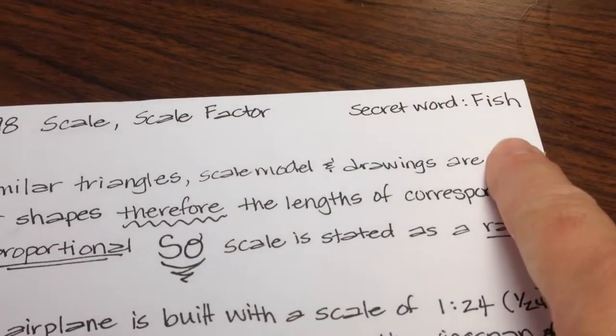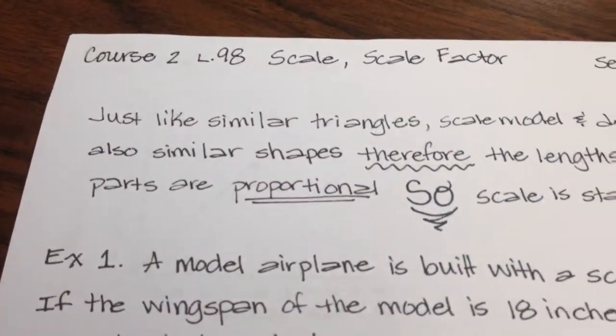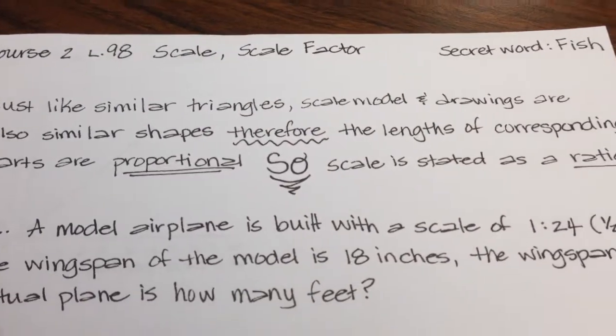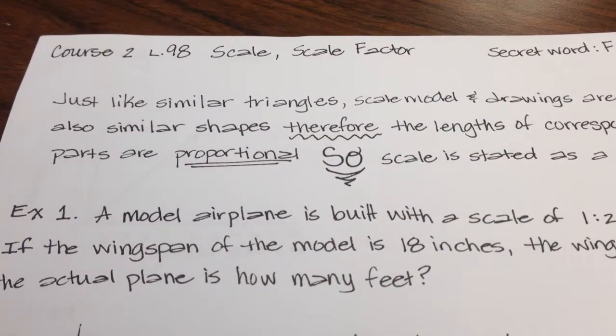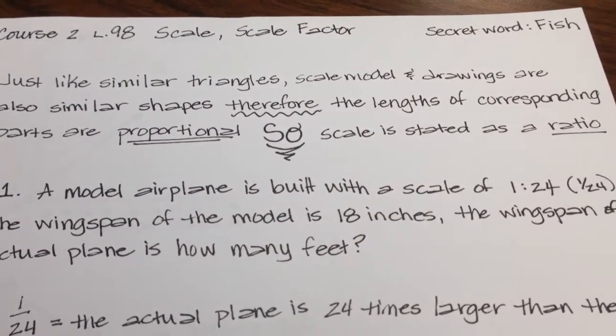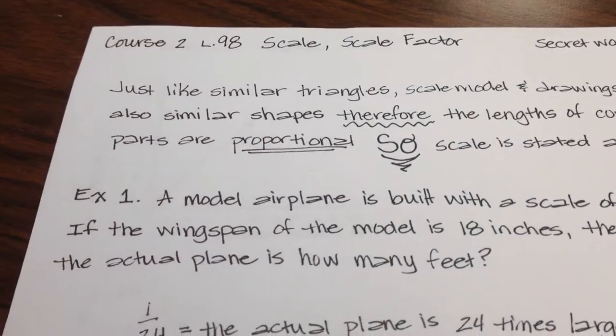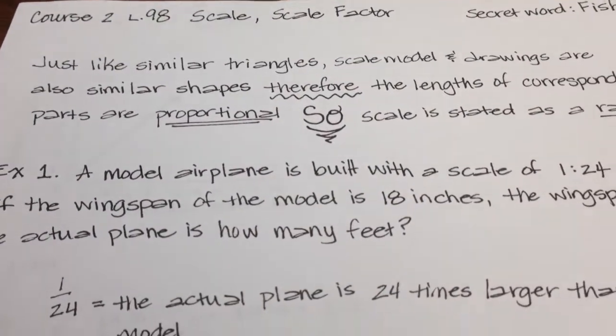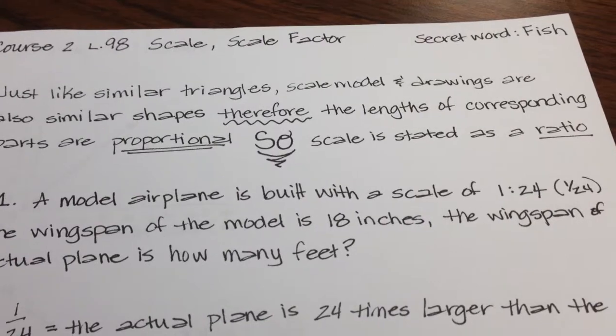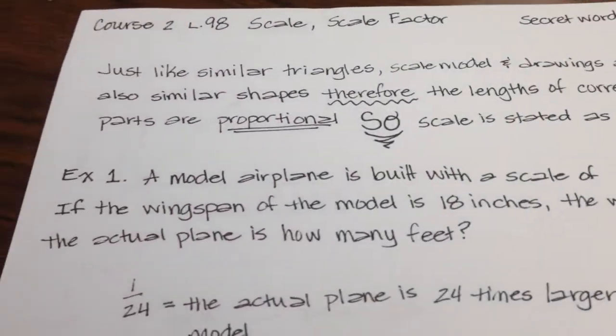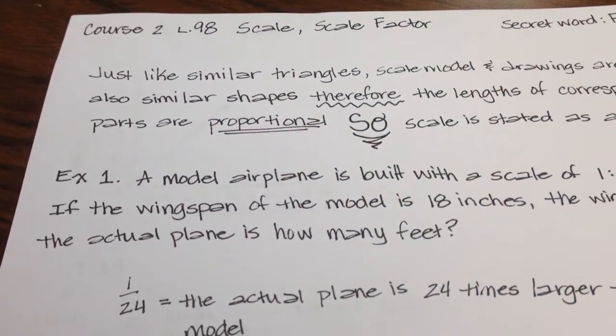Secret word, fish. Okay, so just like similar triangles, scale models and drawings are also similar shapes. Therefore, the lengths of corresponding parts are proportional. So, scale is stated as a ratio. Okay, let's see what we mean by that.